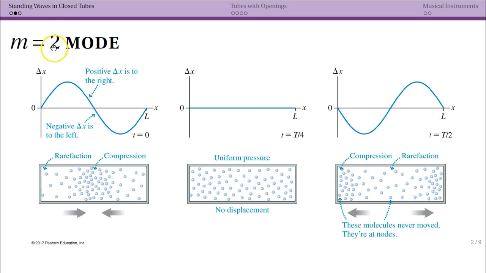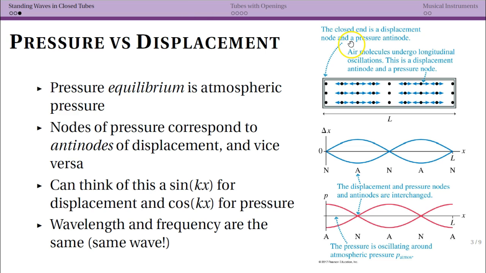So again, this was the m equals 2 mode. We still have m equals 1, m equals 3, m equals 29, whatever you want. So that was displacement. Now let's talk about pressure. And I think that this picture isn't particularly helpful other than remembering you have a node of displacement there, a node of displacement there, a node of displacement there, as long as we are talking about m equals 2.